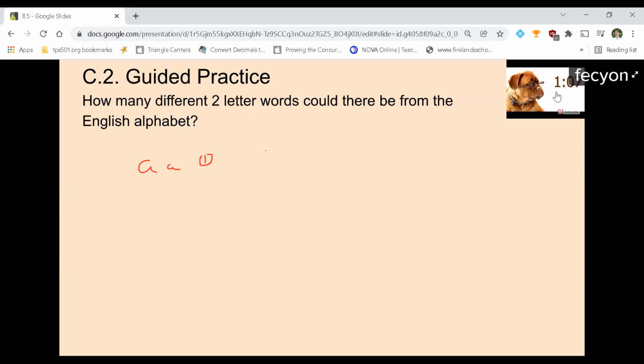I'll walk around. If you're stuck on how many different possible 2-letter words could there be, let me know. I'll help you out. We get the answer.